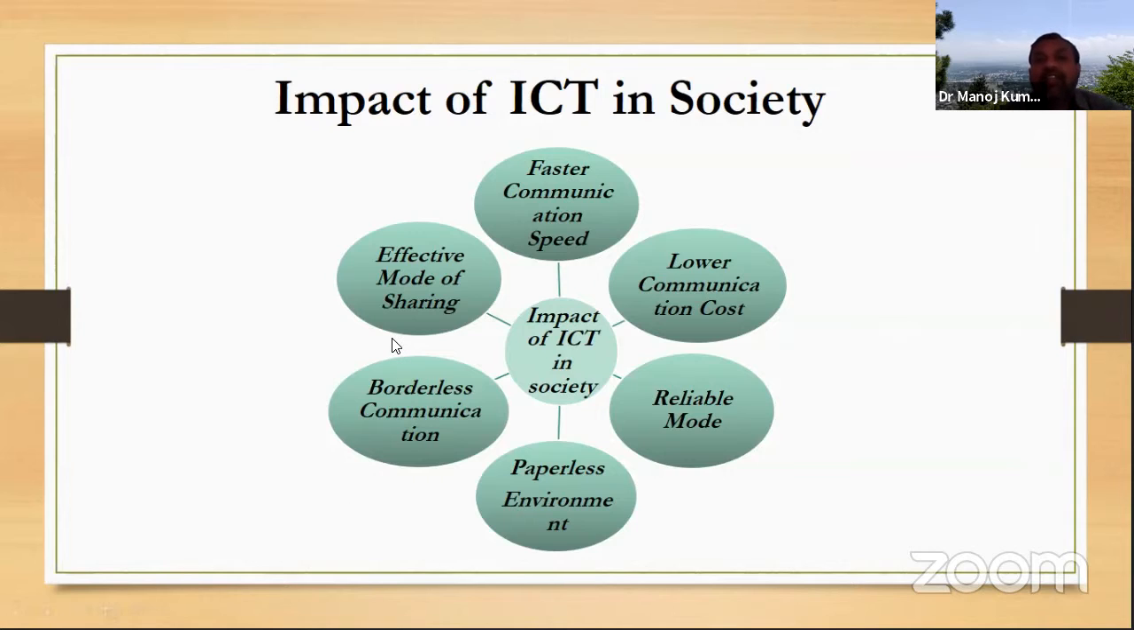So there are various factors which influence ICT in society. Faster communication speed and lower communication cost will greatly impact the society. As much as possible, if we use less paperwork and more electronic ways of doing things, the society will grow. If we have borderless communication or an effective mode of sharing available to us, this all influences our society, and we should make policies in consideration of all these factors.